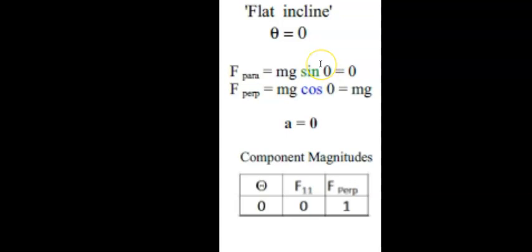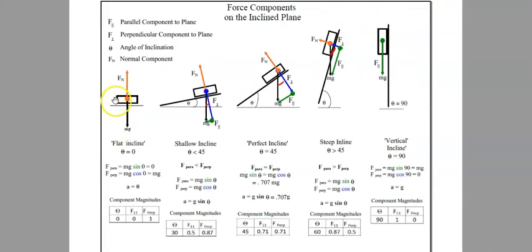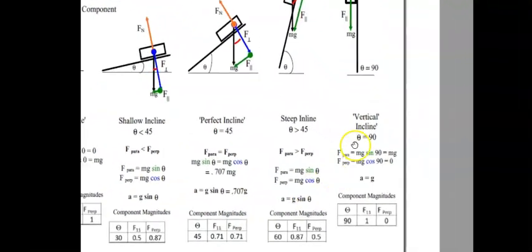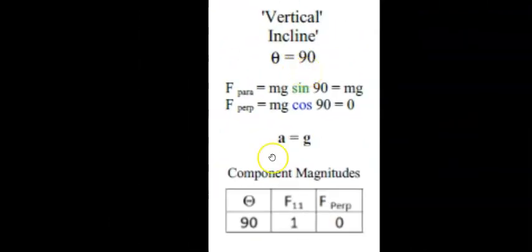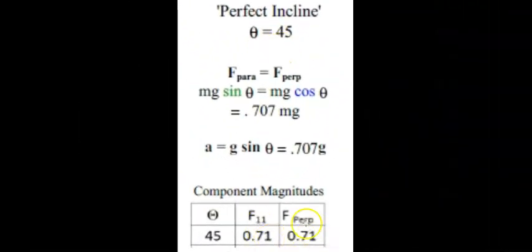When it is a 0 degree flat angle, you can see sine of 0 equals 0, cosine of 0 equals 1, and you have a full vertical component and a 0 horizontal component. When the angle is 90, you have the complete opposite. Sine of 90 equals 1, cosine of 90 equals 0, and you have a full parallel component and a 0 perpendicular component. When you have a 45 degree angle, you have equal components. The sine of 45 is 0.707, and you see that the blue and green vectors are equal to each other.